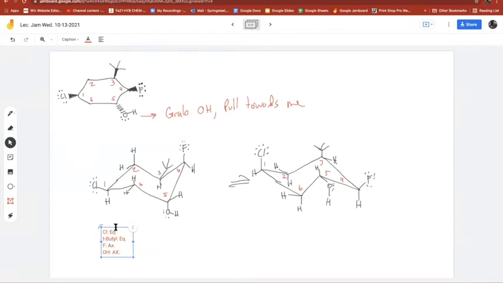So for this one, everybody switched. The chlorine is axial. The tert-butyl is axial. Wait, I've got caps lock on. I like it lowercase with the dot. And then the fluorine now became equatorial. And the alcohol too. Okay, so which one do you think is more stable?